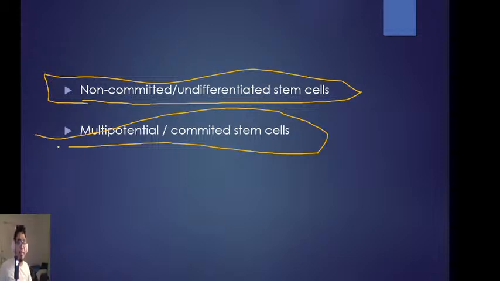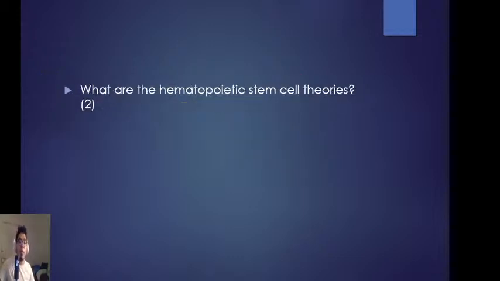All right? So did you guys understand what I just said? So undifferentiated, non-committed, they're still at their young phase, or they are senescent, or they're old but they cannot differentiate because there's no stimulation from the body. But this one, multipotential, they have the ability to form different types of cells. All right? Okay. Now let's move on.